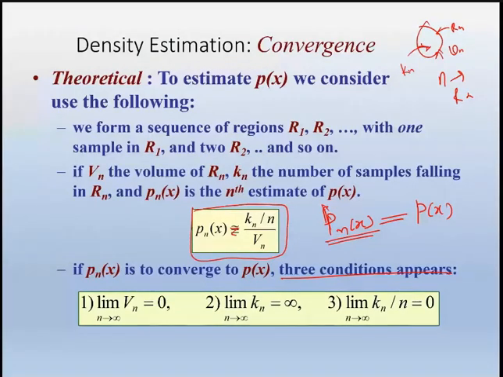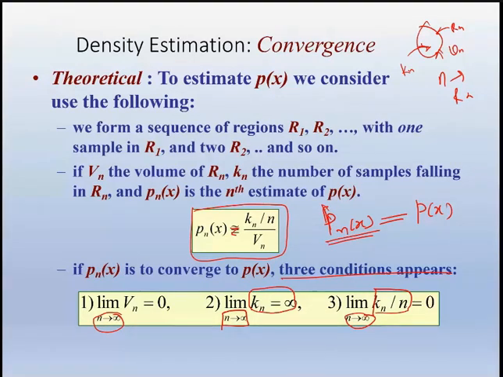Doing so, one must have Kn equal to infinity, limit n tends to infinity, and Kn by n, this ratio should reach 0 when n tends to infinity. So there are some contradictory conditions that are appearing in this situation.